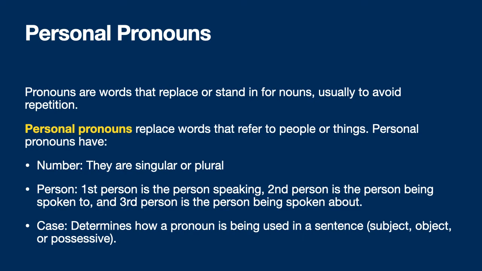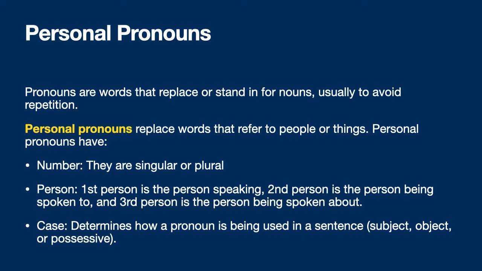First person is the person who is speaking. Second person is the person being spoken to. Whoever is being spoken to, that is second person. And third person is the person being spoken about. Someone other than the speaker and the listener, that is third person. So first person, second person, and third person.